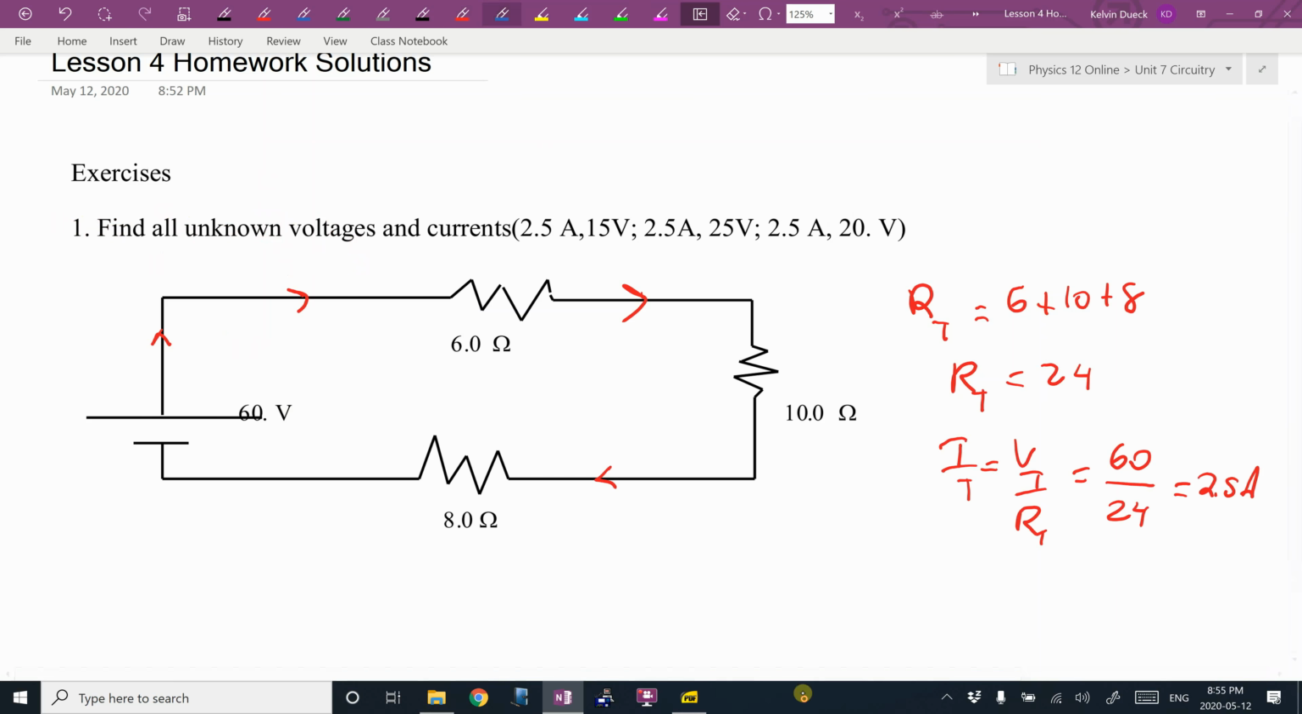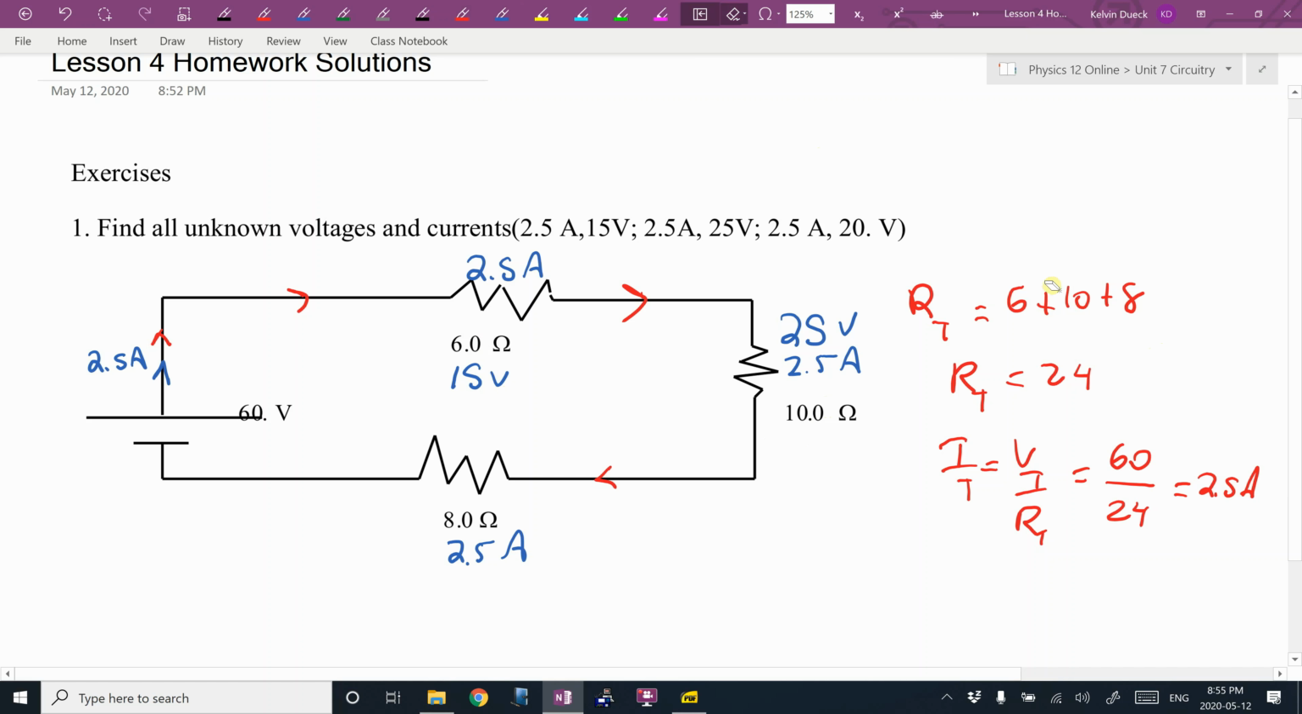Now that I know the total current, this question is going to fall apart. So leaving the battery, I have 2.5 amps, which means I have 2.5 amps there, 2.5 amps there, and 2.5 amps there. Knock, knock. I know two things. I also know the voltage. 6 times 2.5 is going to be 15 volts. 10 times 2.5 is going to be 25 volts.